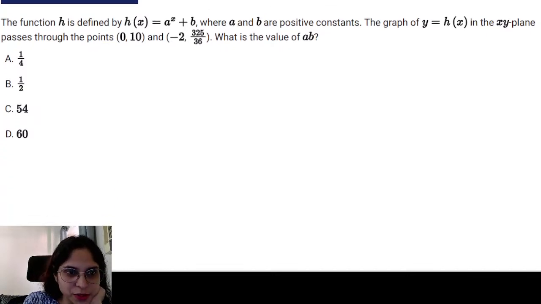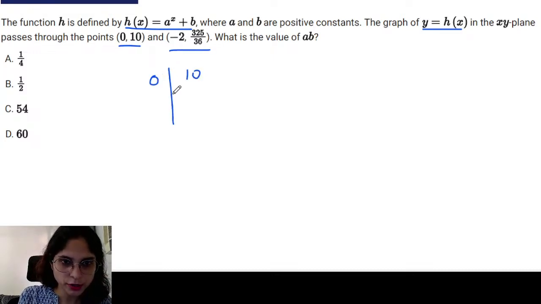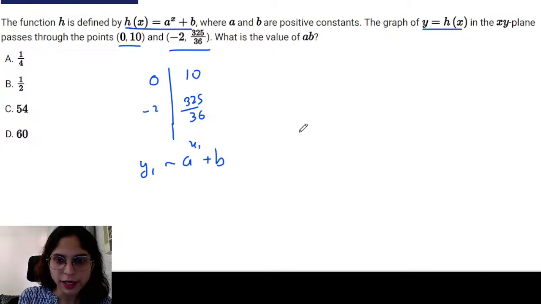So h of x is equal to a to the power x plus b. The graph of y equals h of x is passing through 2 points given to you, so you can get the values of a and b. In your table you write 0, 10, and -2, 325 over 36, and you write exactly in this format, a to the power x plus b. What is the value of ab? Then you just multiply a times b. This is a proper Desmos question. If you try to do this by hand, it will take a lot of time.